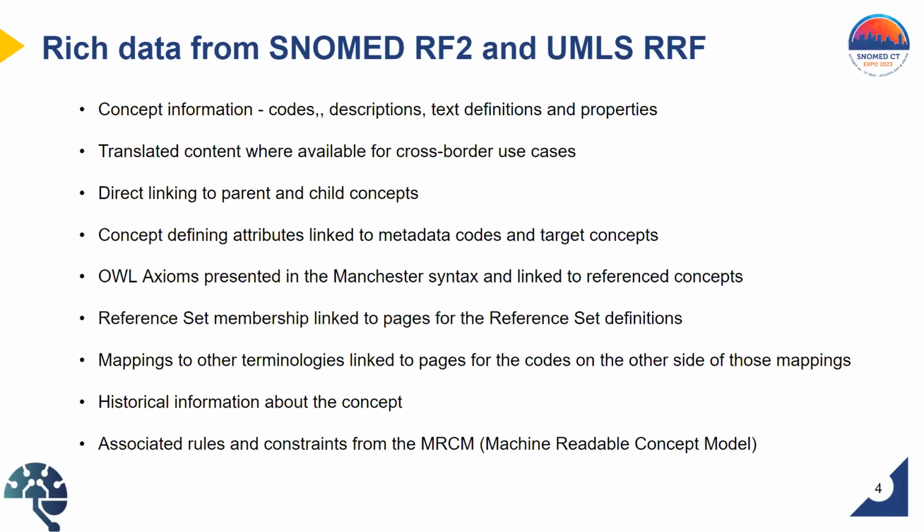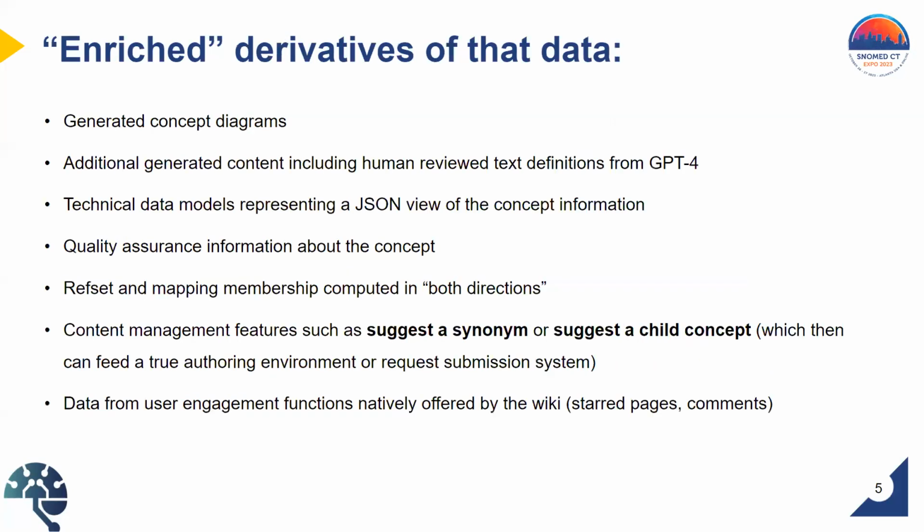And we could associate to other information. So in the context of a particular concept, do things like show the machine readable concept model rules for that thing. There's also an opportunity in this wiki to build enriched derivatives of the data. So we built an engine to generate concept diagram files at scale that we can use to load into the wiki. So all concepts of the IPS have a concept diagram now, computed from the actual data of that set, and it's just inlined into the pages.